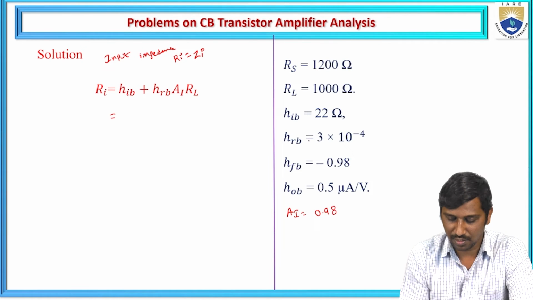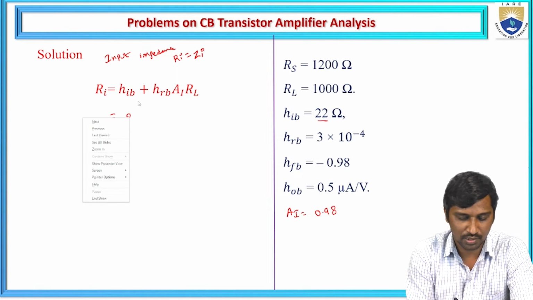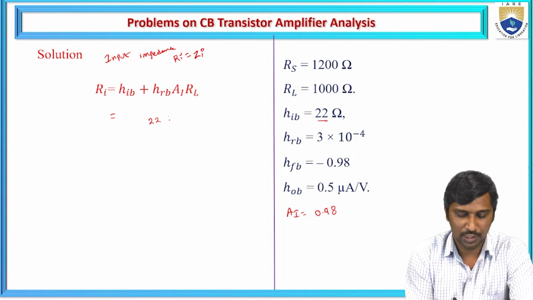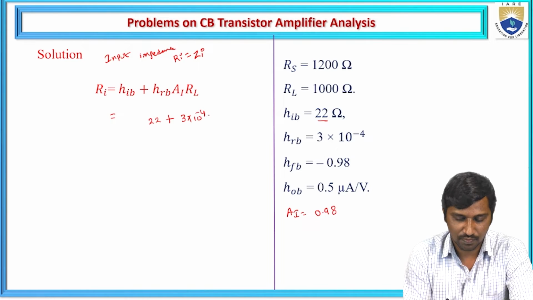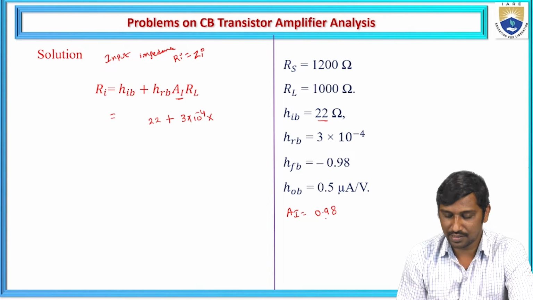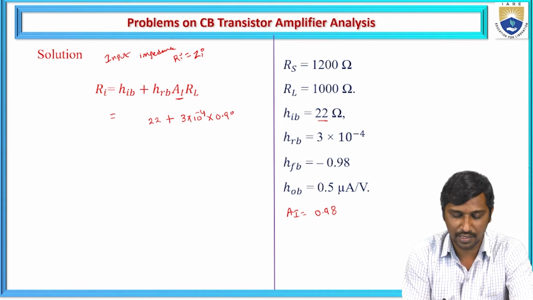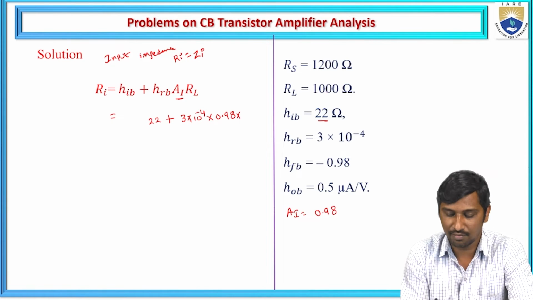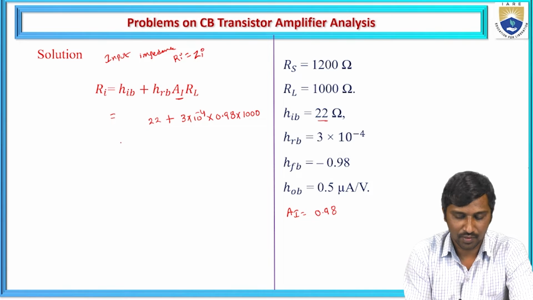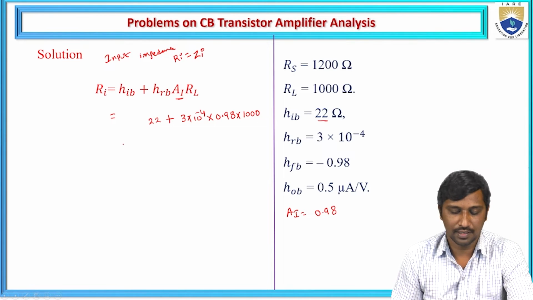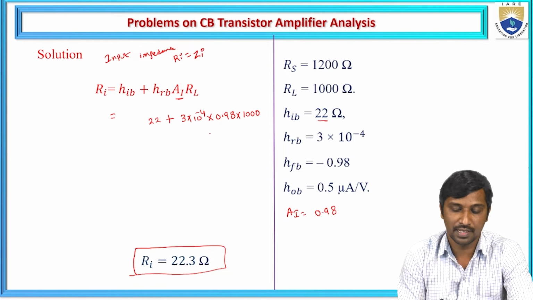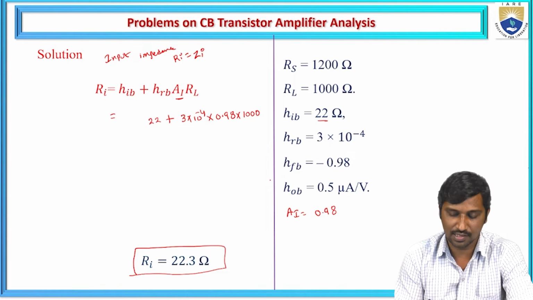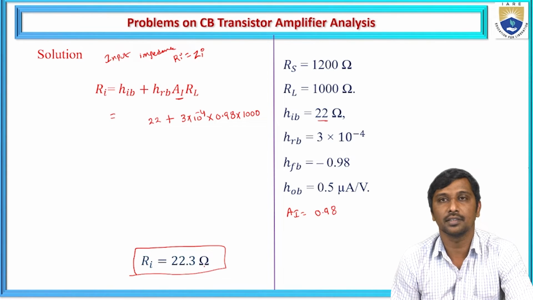So hib value is 22 ohms. So hib is 22 plus hrb is 3 into 10 to the power of minus 4, and current gain, we observed that it is 0.98, and the load resistance RL value is 1000 ohms. Now I can simplify this one. Then it gives that the Ri is 22.3 ohms. The input impedance of the common base transistor amplifier, based on these given specifications, is 22.3 ohms.